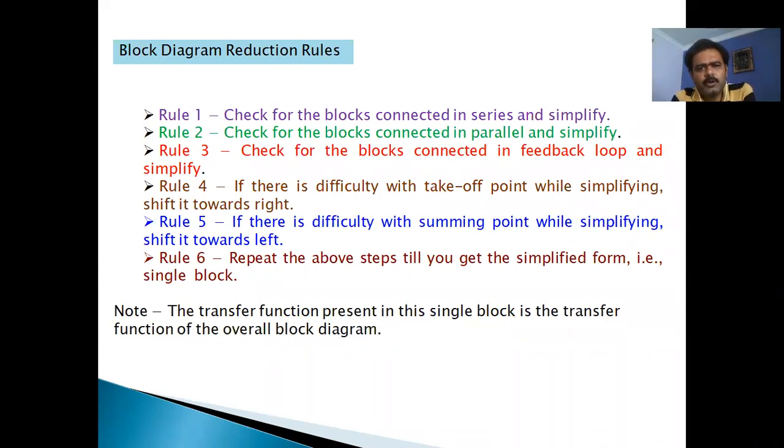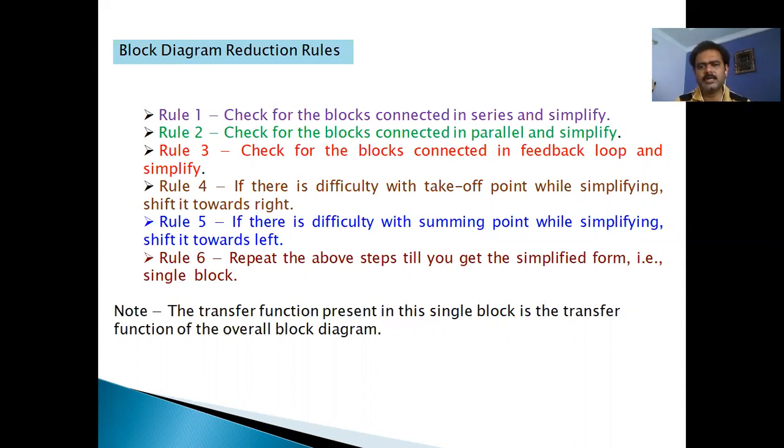These are the steps to be followed while reducing a block diagram. The first step, given a complex block diagram, we have to check for blocks connected in series, one after the other, and simplify. That means a cascade connection, not simply series connections. So we can first merge those blocks.